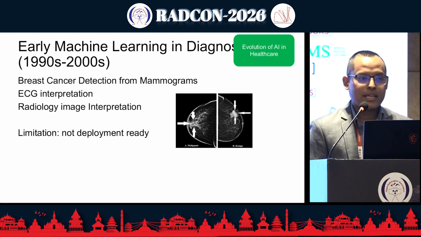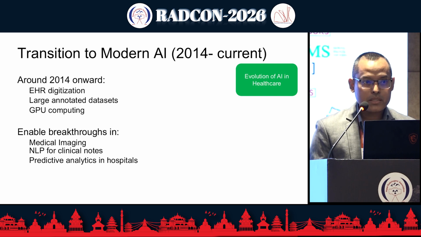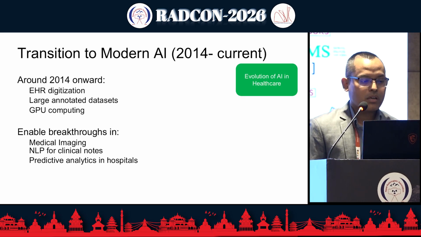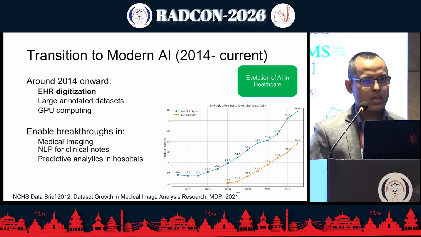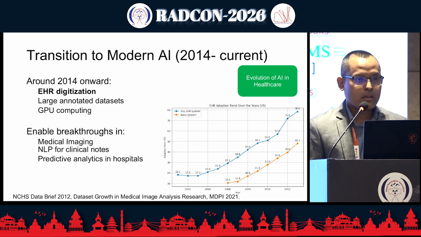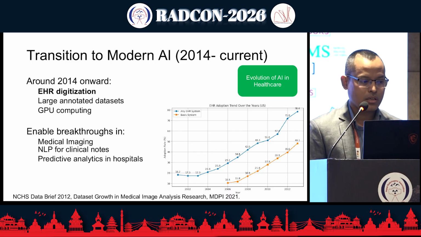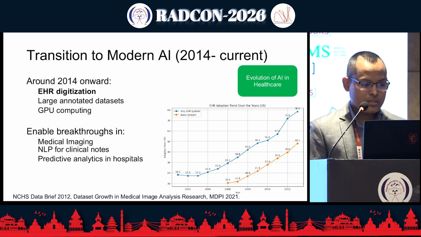And now you transition to modern AI algorithms, 2014 onwards, and you see a lot of integration of electronic health records, so a lot of digitization. This means a lot of data is being generated and collected. In addition to data, a large amount of annotated data sets and hardware have also matured. GPUs became so powerful that you could work on thousands of CT scans and MRIs and do segmentations and those sorts of things. And so this has enabled breakthroughs in medical imaging, generating clinical note drafts, and predictive analytics in hospital settings.